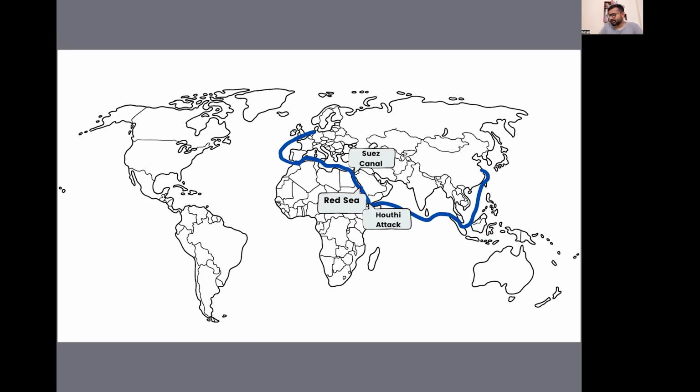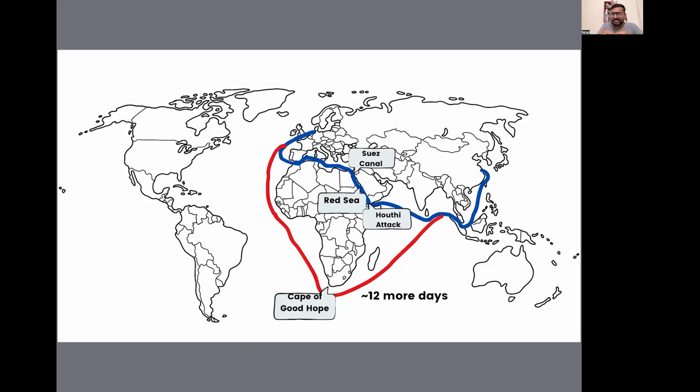And because of this, a lot of commercial ships have to reroute through the Cape of Good Hope, and this increases the time period for trade. It also increases the cost of insurance, right? It also increases the cost of fuel, and because of these reasons, there has been more inflation around the world. So as you see, this increases the total time period of trade by more than 12 days.